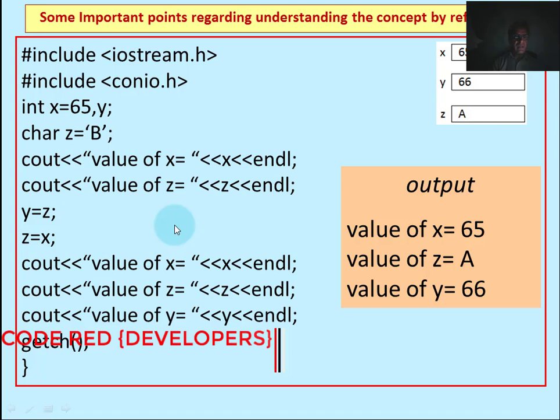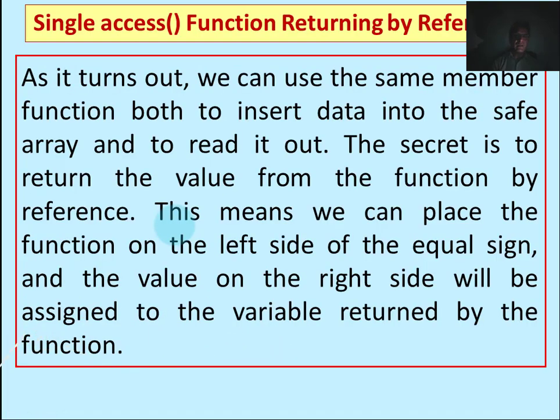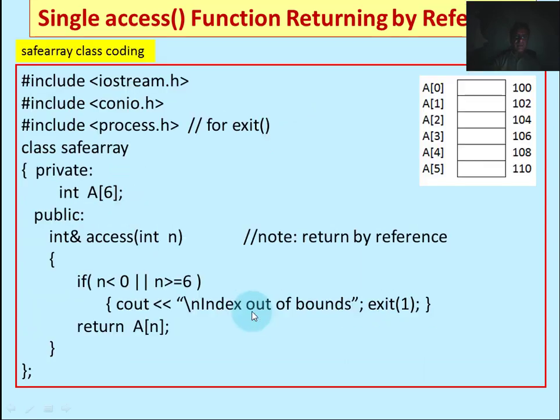through automatic compiler functionality. Single access function returning by reference. As it turns out, we can use the same member functions both to insert data into the safe array and to read it out. The secret is to return the value from the function by reference. This means we can place the function on the left side of the equal sign, and the value on the right side will be assigned to the variable returned by the reference.